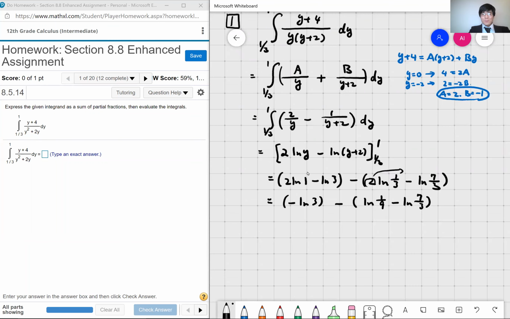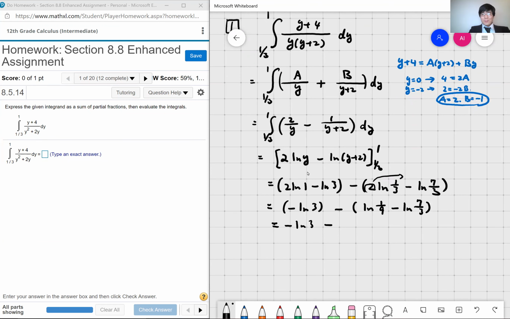Let's simplify this a little bit. So this is going to be ln of 1/9 plus ln of 7/3, and make it a single ln. So it's going to be ln of 1/3 times 9 times 7/3. So it's going to be ln of 7.